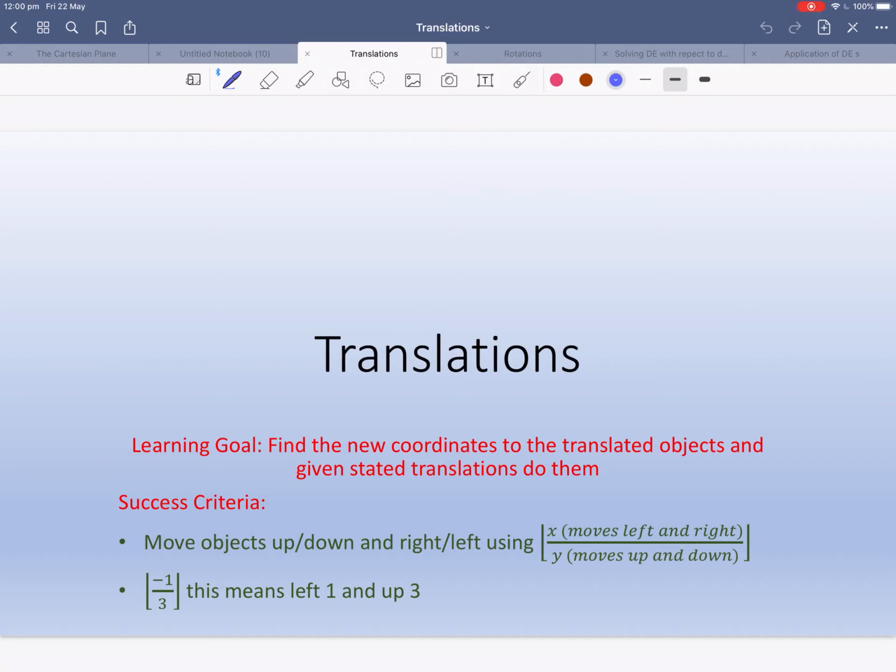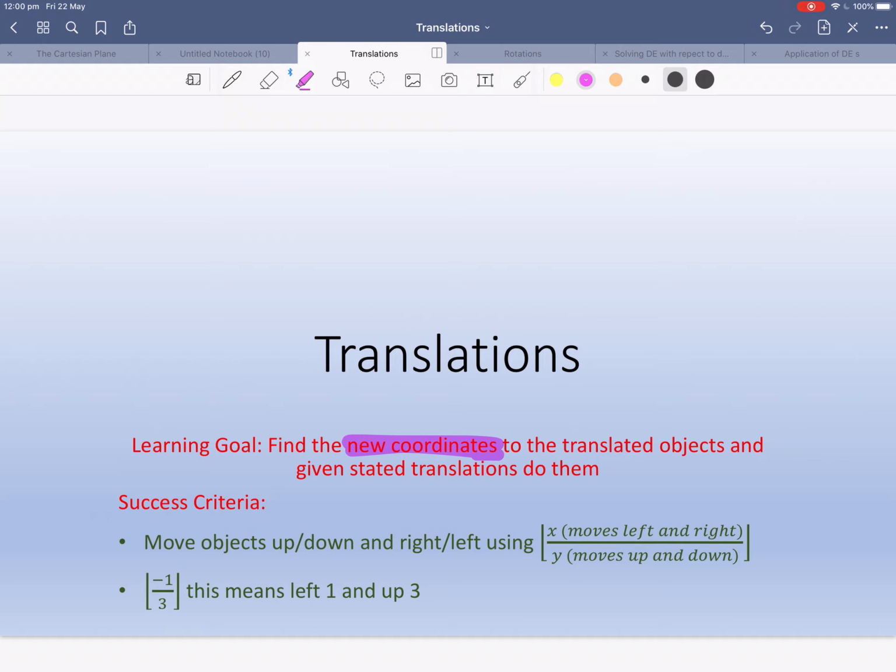The lesson is on translations, and what we're looking at is translations on the Cartesian plane. We're looking to find new coordinates for a given image, or even a point sometimes.